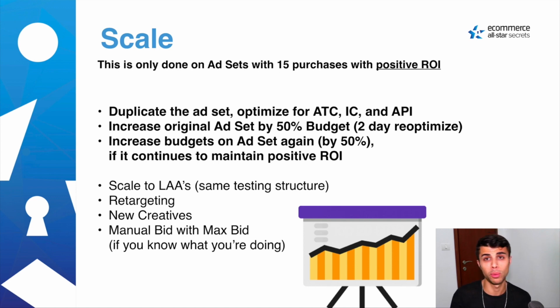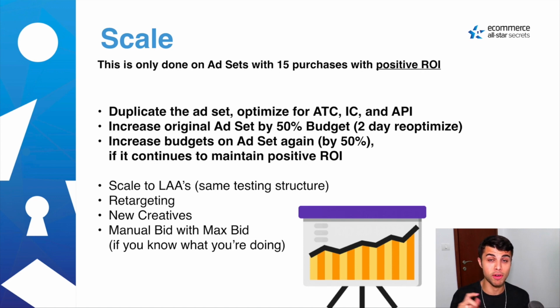So number one, what I like to do is, the ad set that has that metric, 15 purchases with positive ROI, I duplicate it and I change the optimization to add to cart or initiate checkout or add payment info. Sometimes I'll even duplicate it a few times, and on every single one of those duplications, I'll optimize for a different conversion. With the same budget, with the $30, by the way.